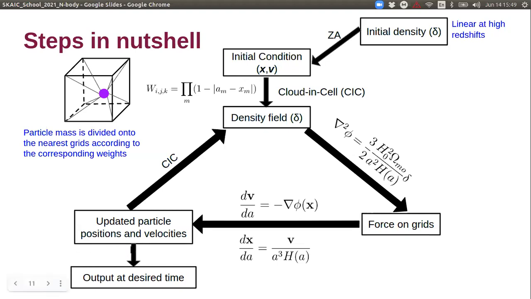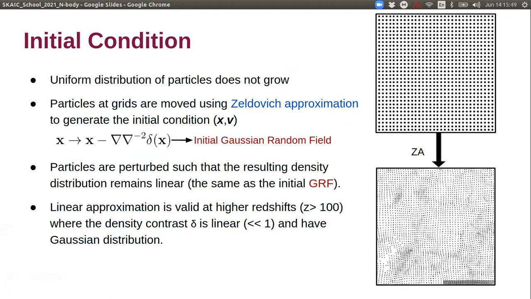Wherever it is required, the code gives you the output at that desired time or redshift, you can say. So this is a brief flow chart of our code. So I will go one by one into some of the steps.